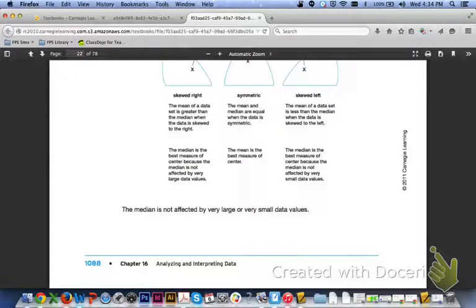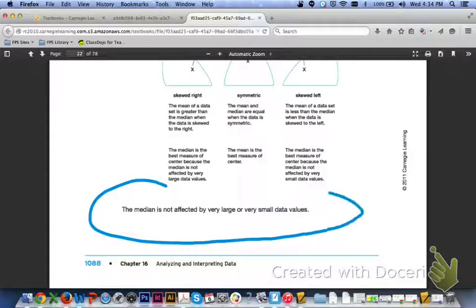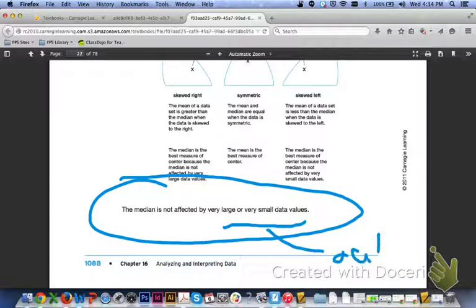So one of the most important things to understand is this part right here. The median is not affected by very large or very small data values, those outliers. Okay, very large or very small, those are those outliers. I like how my spelling's nice and neat. It looks pretty. But those outliers can affect data values, especially the mean. So in those cases, we want to stay away from the mean when we're trying to represent data accurately.